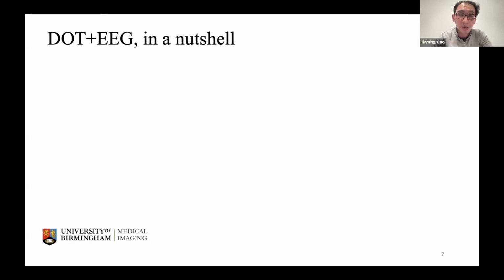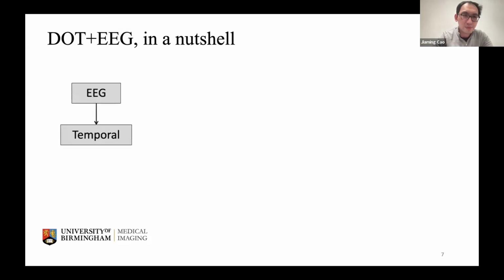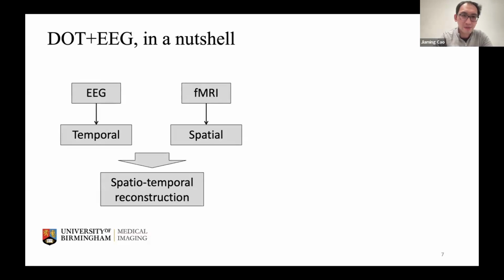And if you have a background in fMRI, you might be familiar with the similar kind of work that is already done in EEG and fMRI fusions. In that case, EEG would be providing the temporal information, and fMRI would be providing the spatial information. And we combine these two things, we have this spatial-temporal reconstruction of neuronal sources that typically uses fMRI as the spatial prior to constrain the EEG reconstruction part. So that is already done. But what we are trying to do is to replace the fMRI with DOT.